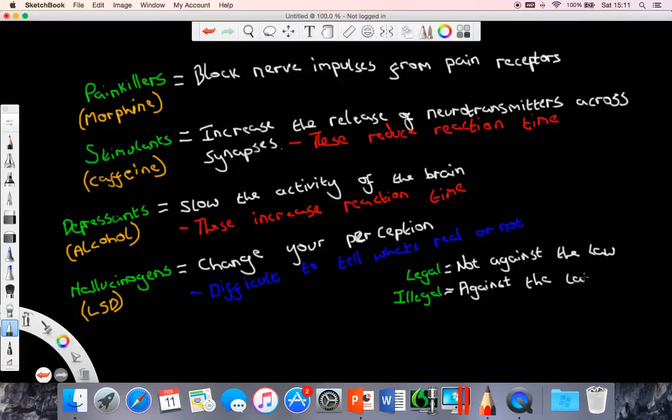Now, a traditional question you can get asked on any test is: is morphine a legal or illegal drug? Explain your answer. Now, morphine has a very grey area. It is legal to have it with a prescription. A doctor could prescribe morphine, but it is illegal to have it without a prescription. If you buy it from some dodgy bloke up the pub, then obviously it's against the law. They are not a doctor.